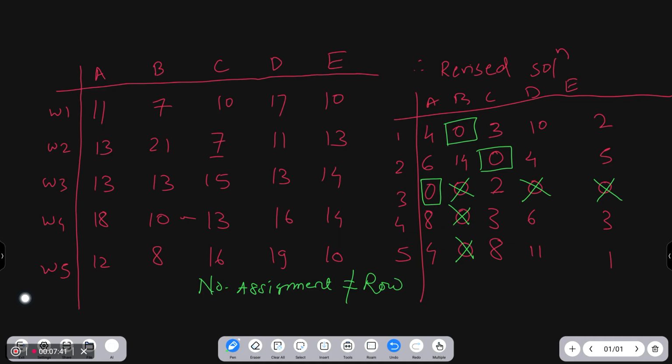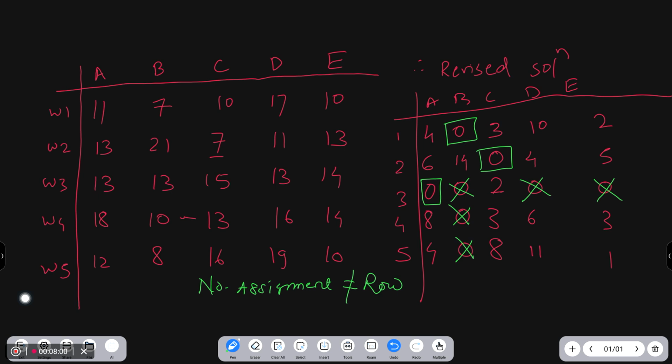Therefore, this solution is not optimal and we cannot say it is feasible. You can't say this is a feasible solution. So what do you have to do to get a feasible or optimal solution? You have to start by picking. What is the rule of picking?